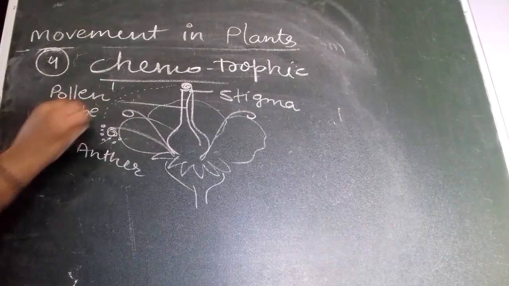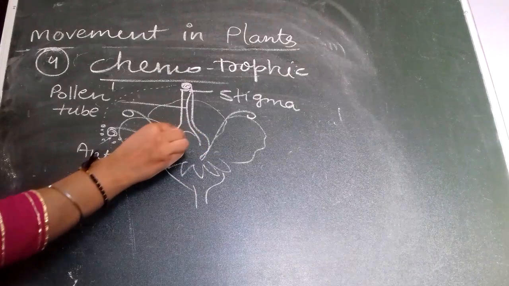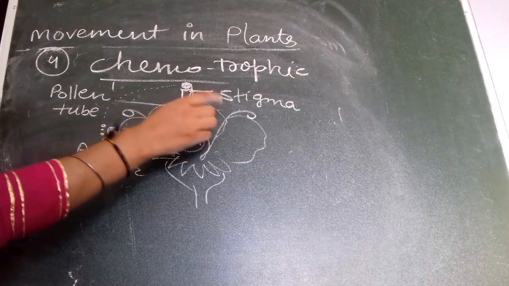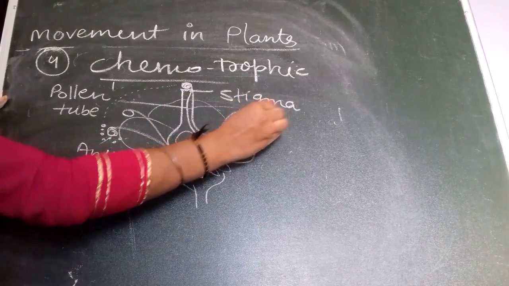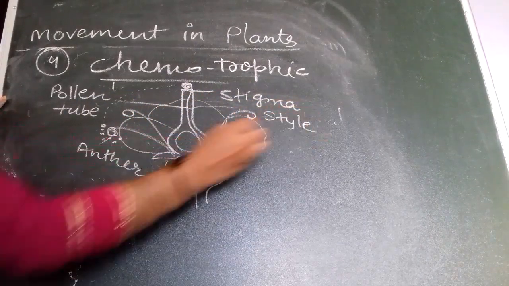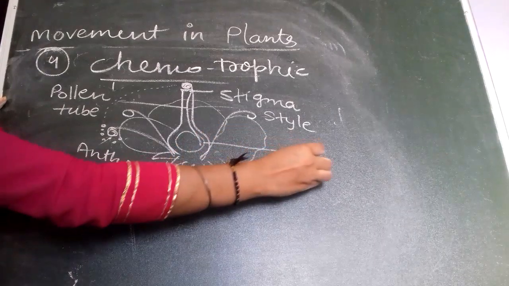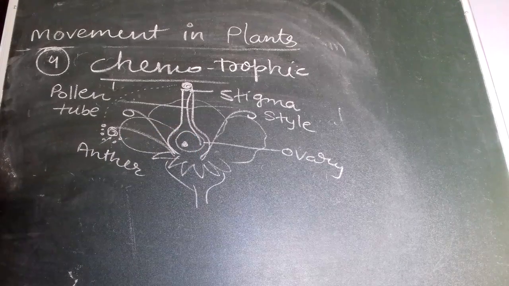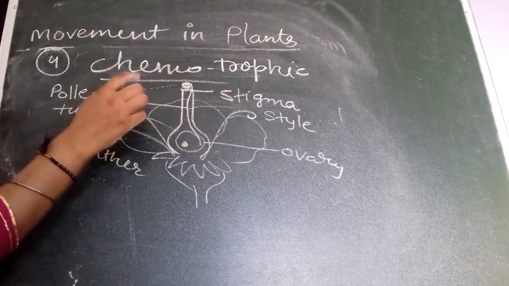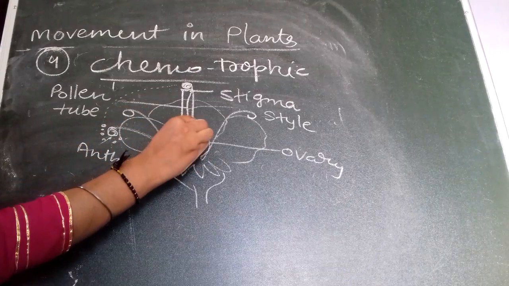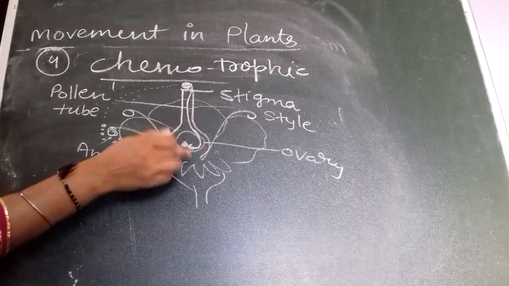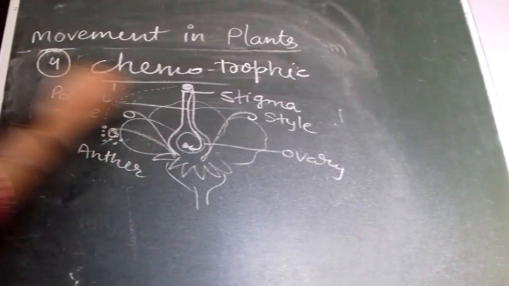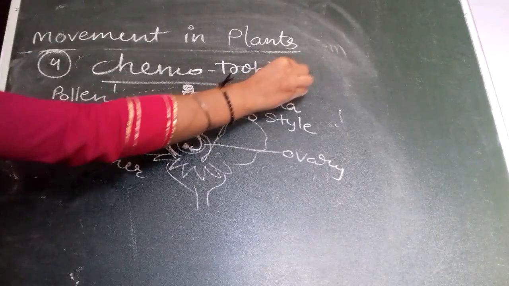This pollen tube moves towards the ovary. The pistil has three parts: one is the stigma, one is the style, and the lower swollen part is called the ovary. In the ovary there is an egg, so there is some chemical here. So the pollen tube moves towards the ovary. This movement of the pollen tube is known as chemotropism, or chemotrophic movement.